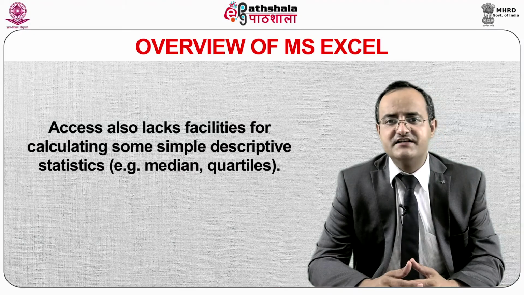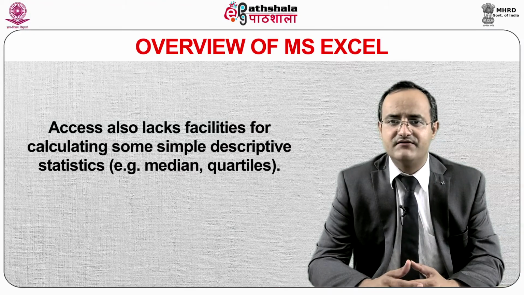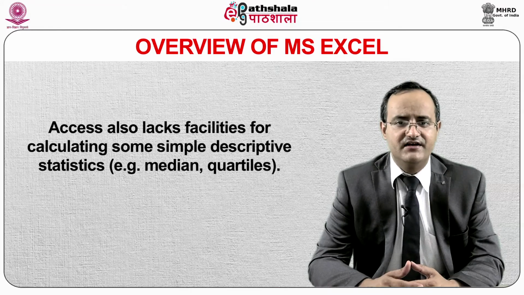There is no simple way in Excel to include or exclude particular cases from an analysis without either deleting the data or making a copy of the numbers. Both are bad practices, making it hard to review the work later on. In a nutshell, Excel allows multiple user errors to slip through the gaps. Access can be difficult to learn, particularly the way in which queries work. Excel also lacks facilities for calculating some simple descriptive statistics, for example, median or quartiles.